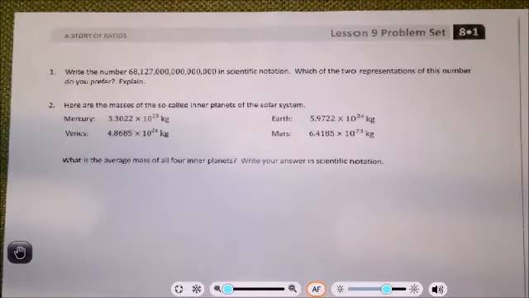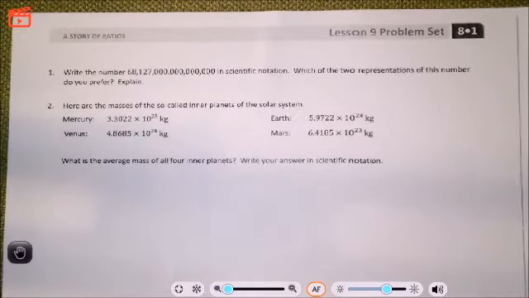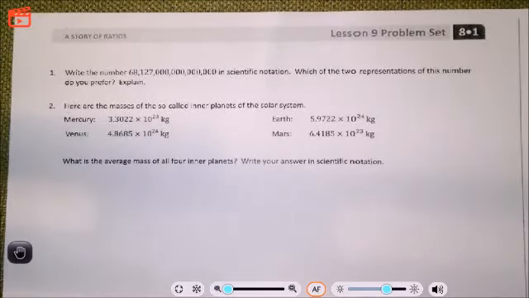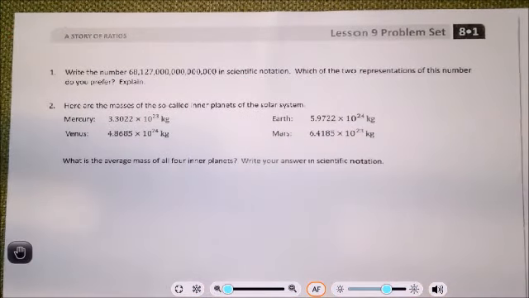And then for more practice today, there is the problem set. There are 2 questions on the problem set. You can try both of the problems. For number 1, it's just asking you to write in scientific notation and then tell me which way you like better. Pause the video now, and when you come back, I'll give you the answer.